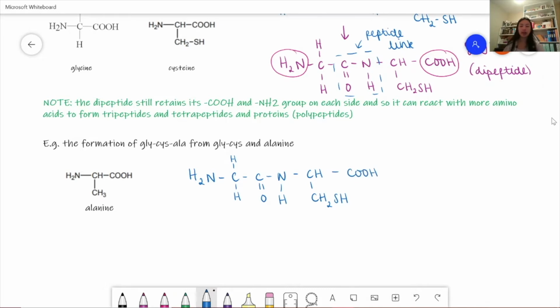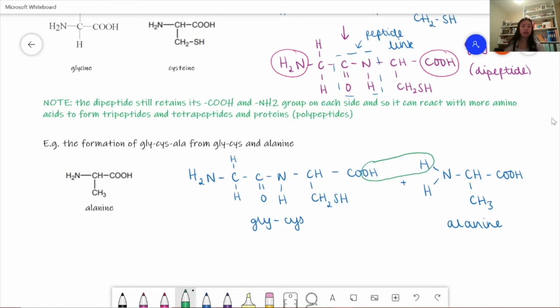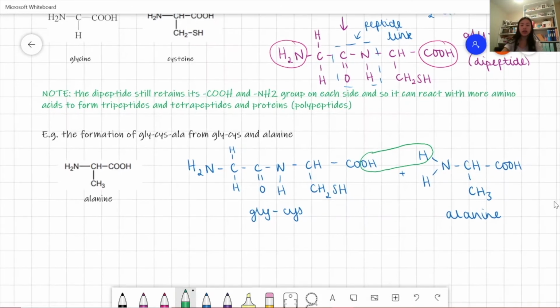So again, we do the same thing. Because we've written it as glycyl-cysteine-alanine, that means we're reacting the alanine on the right-hand side, basically. So we write the alanine next to it. So we have H2N, and then CH, COOH, and then we have CH3. So we have our alanine. And again, we remove the water. So I'm going to write this as NH2 like this. So we can remove the water. So we remove the OH from the carboxylic acid and then a hydrogen off the amine group of the other amino acid, which in this case is the alanine.